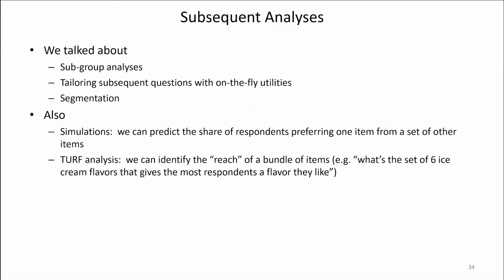We talked about doing subgroup analyses with our MaxDiff utilities. We talked about segmentation using latent class. We talked about tailoring subsequent questions with on-the-fly utilities. We can also do simulations as I mentioned. And we can do TURF analysis. We can identify the reach that a bundle of items has. So if we're the ice cream store and we want to add 6 new flavors to our menu, which set of 6 flavors is going to give the most respondents at least one flavor that they like? That's the kind of question we can answer with TURF analysis.